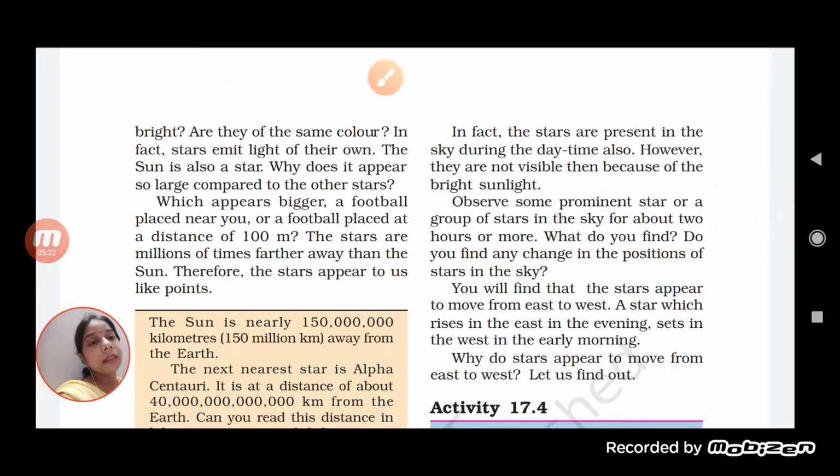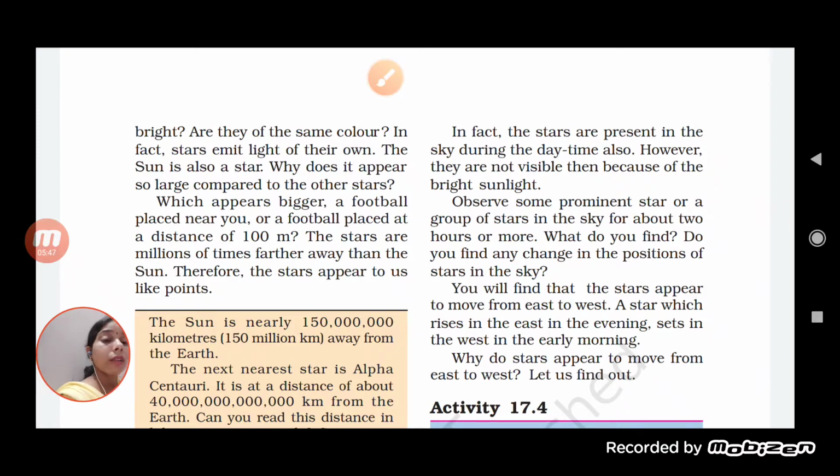Stars are present in the sky during the daytime also. However, they are not visible then because of bright sunlight. Observe some prominent star or a group of stars in the sky for 2 hours or more. What do you find? Do you find any change in the position of the star in the sky? You will find that the star appears to move from east to west. A star which rises in the east in the evening sets in the west in the early morning.